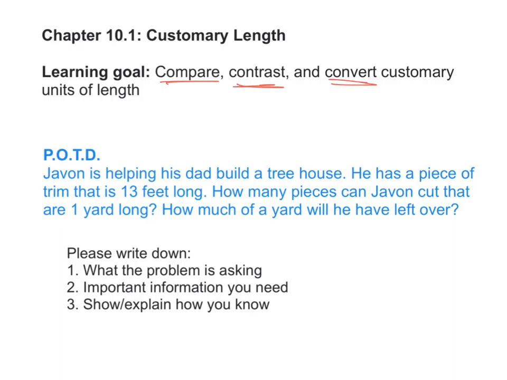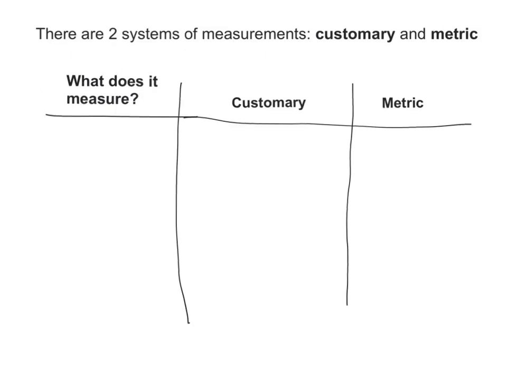Okay? We're actually going to save our problem of the day, and we'll talk about it in just a moment. But let's first talk about measurement. If you're taking good notes, I want you to please make sure that you are writing this down. There are 2 systems of measurements, one that's called customary units of measurement, and one that's called metric units of measurement. Okay? And they both do the same thing. They measure things. Customary and metric both measure things, but they're just different types of units, okay?